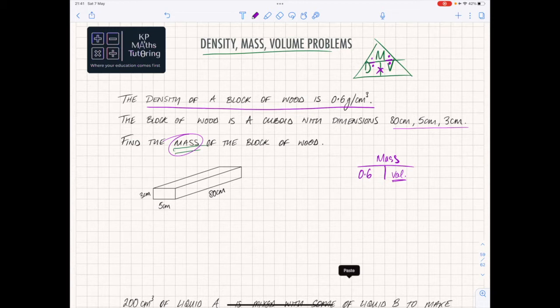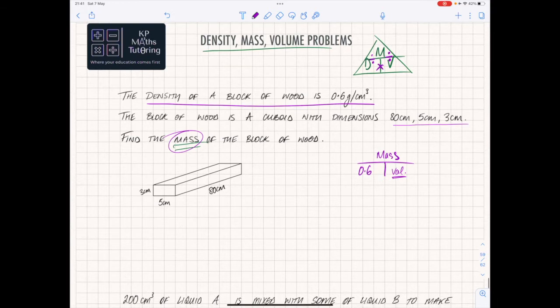To find the volume of a shape, you find the area of one face and then times it by the depth or the height, depending on which face you find. In this question I'm going to do the area of the front face. That front face is a rectangle, so I'm going to do 3 times 5, which is 15. That's the area of the front. Then I've got to do 15 times 80 to get the volume. In this case, that gives me 1,200 centimetres cubed.